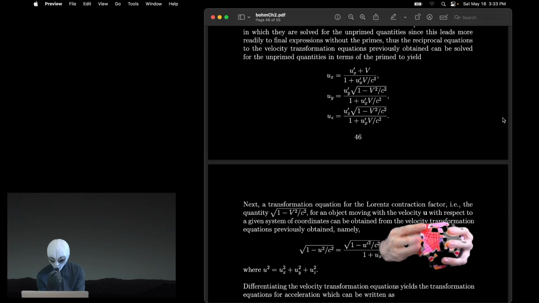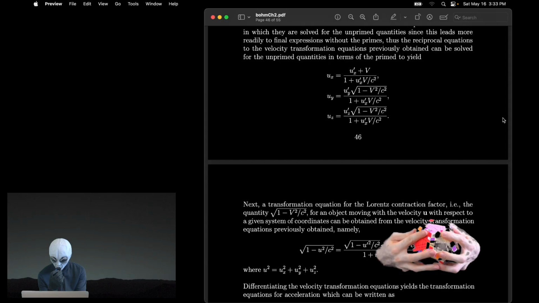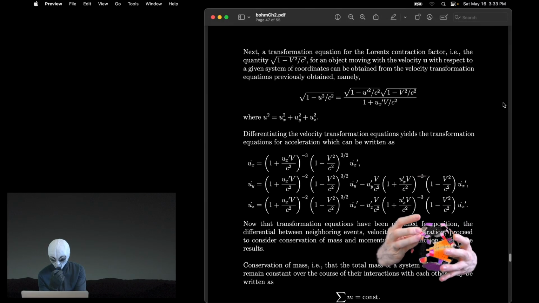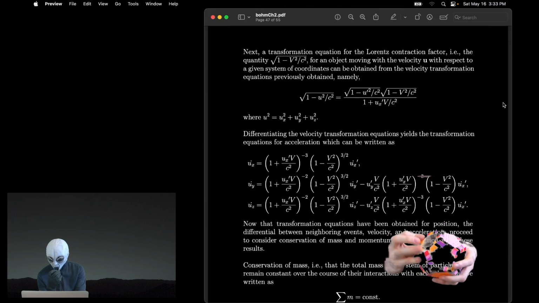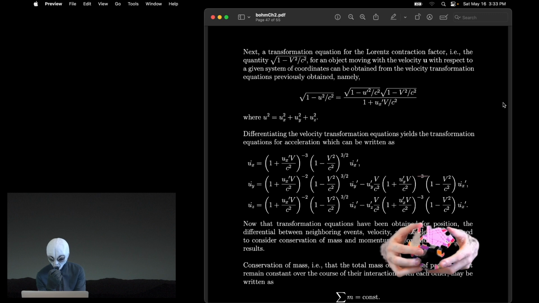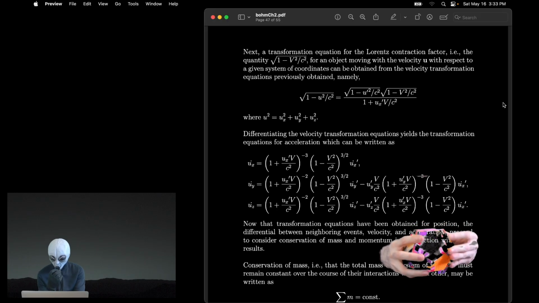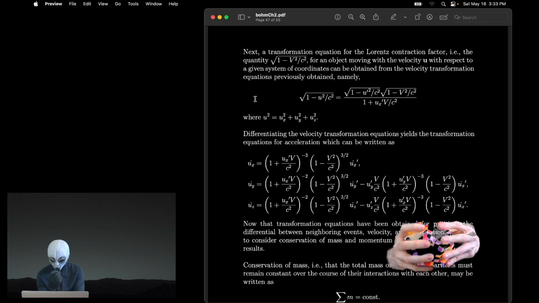And finally, u sub z equals a fraction with the numerator of u sub z prime then times the square root of 1 minus capital V squared over c squared all over a denominator of 1 plus u sub x prime then times capital V over c squared. Next, a transformation equation for the Lorentz contraction factor, that is, the quantity the square root of 1 minus capital V squared over c squared for an object moving with the velocity vector u with respect to a given system of coordinates, can be obtained from the velocity transformation equations previously obtained.